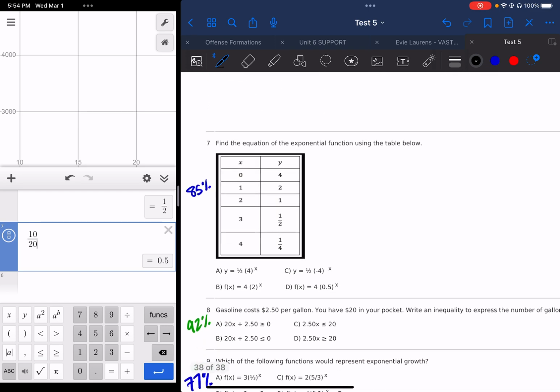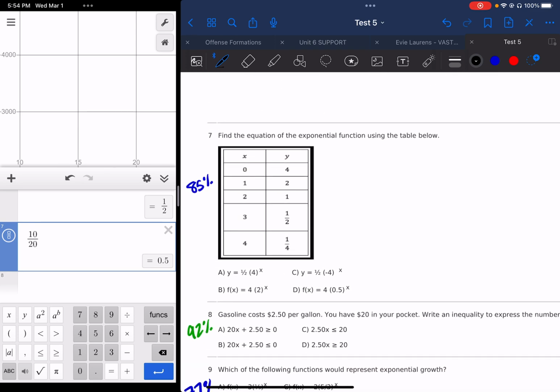All right. Number 7, 85%, not too bad. Find the equation of the exponential function using the table below. Again, we should be getting good at this. Exponential means multiply every time. Oh my goodness, multiply by 1/2. Oh my goodness, multiply by 1/2. Y'all should be seeing this now. It looks like 2/4 or 1/2 or 1/2 over 1 or 1/4 over 1/2. All those things give me a base of 1/2.